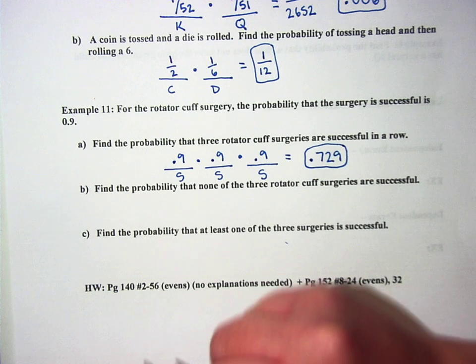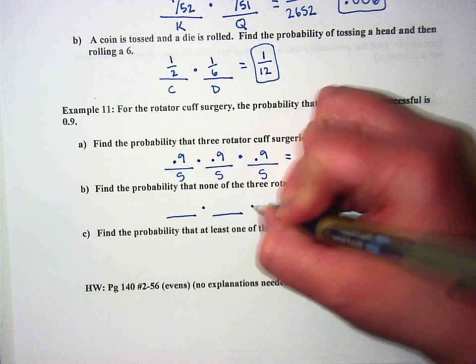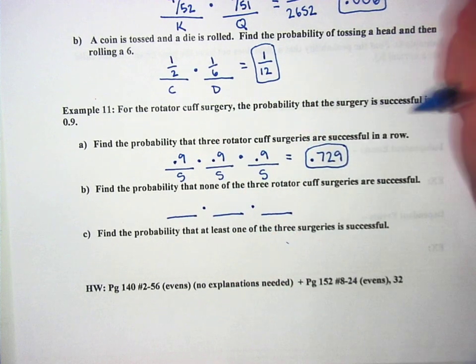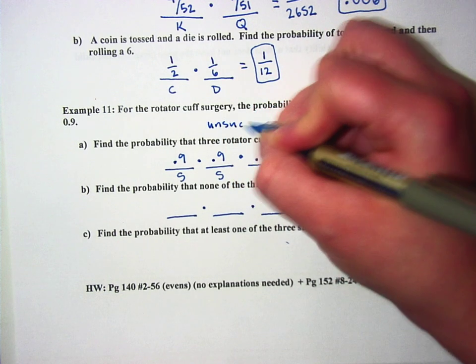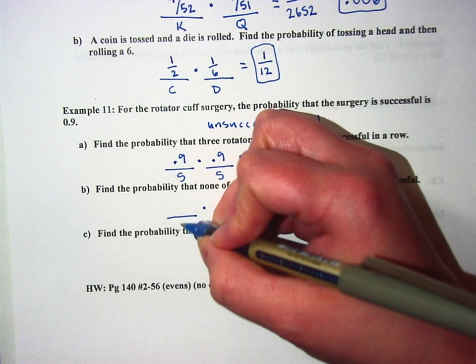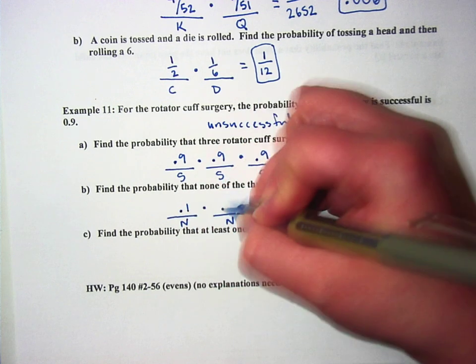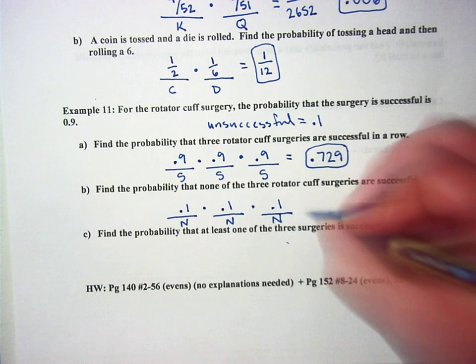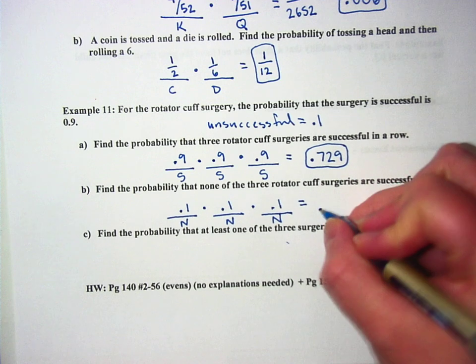Find the probability that none of them are successful. Okay, so none of them. Well, if a surgery is successful, that's 0.9, so that means unsuccessful is 0.1. So I'm going to write no, no, no, and that would be 0.1 times 0.1 times 0.1, the probability of all of them being not successful. 0.1 to the 3rd power is 0.001.